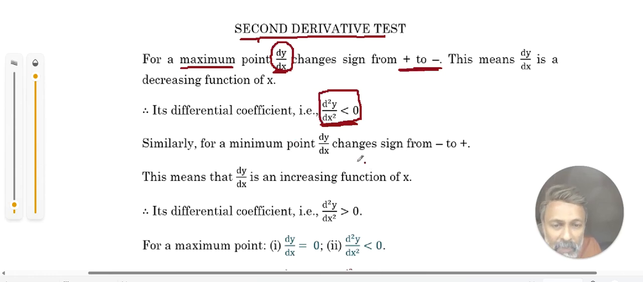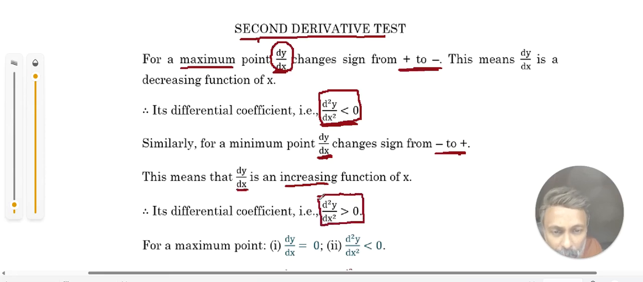Similarly, for a point say R, which we saw before, the sign was changing for dy by dx from negative to positive. Clearly dy by dx looks as if it's increasing. If it's increasing, then its derivative, the derivative of dy by dx, will be greater than 0.